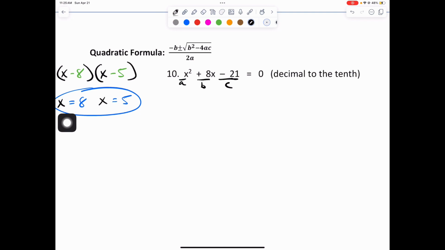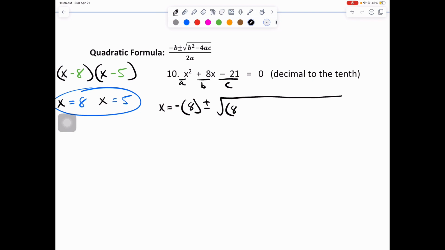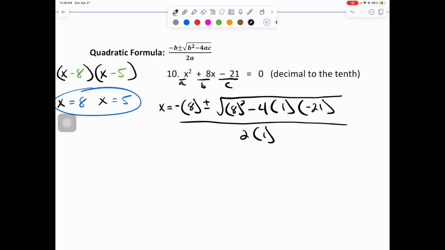So we do have to take the long way home. X equals, and we're just following that quadratic formula. Bring in the negative, enter that B value, identified as 8. Bring down your plus minus, open up that radical. And again, we'll put that B value, which is 8, in parentheses. We'll square it. We'll do -4 times our A value of 1 times our C value of -21. And we will set that over 2 times our A value of 1.